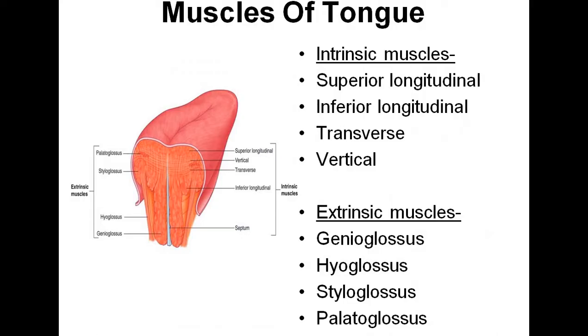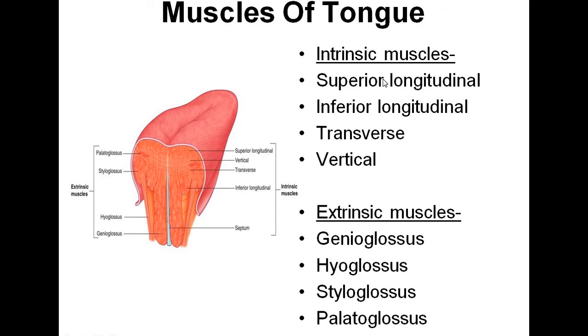Now coming to the muscles of the tongue, each half of the tongue has 4 intrinsic and 4 extrinsic muscles. The intrinsic muscles are the superior longitudinal muscle, inferior longitudinal muscle, transverse muscle and the vertical muscle. Whereas the extrinsic muscles are the palatoglossus muscle, styloglossus muscle, hyoglossus muscle, and genioglossus muscle.